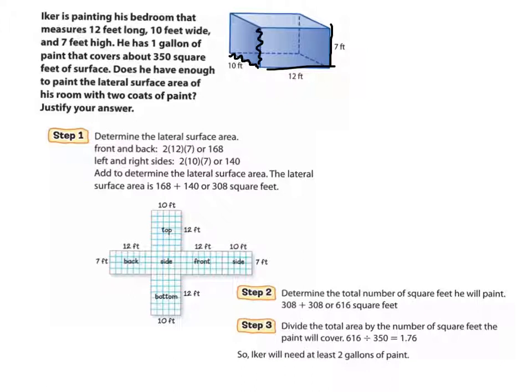We need 616. So if we buy 1 gallon, that only covers 350. If we buy 2 gallons, that will cover up to 700, which is enough. We can't buy a partial gallon of paint, so we have to buy at least 2 gallons of paint.